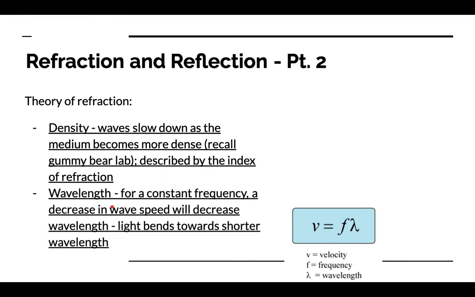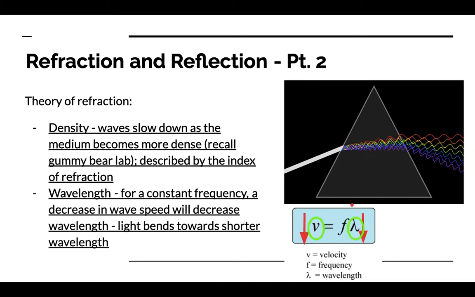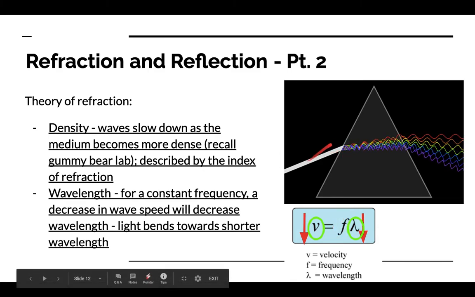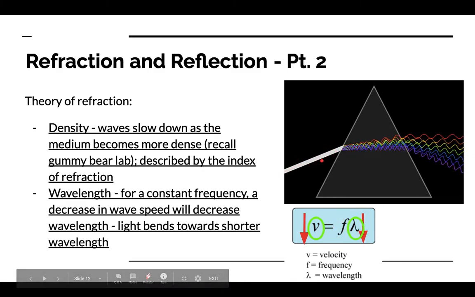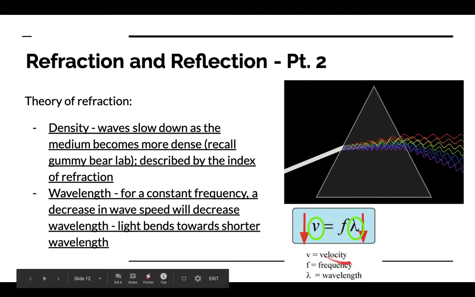And so what this causes to happen is that for a constant frequency, say we have a light of a single source of a single frequency, a decrease in wave speed will decrease wavelength. So a decrease in wave speed right here is going to cause a decrease in wavelength if we have frequency constant for a single source of light, say like a white light right here, okay? So as a result of that wave speed decreasing due to an increase in density, the wavelength is also going to decrease, and what's going to happen is that our light is going to bend towards these shorter wavelengths.